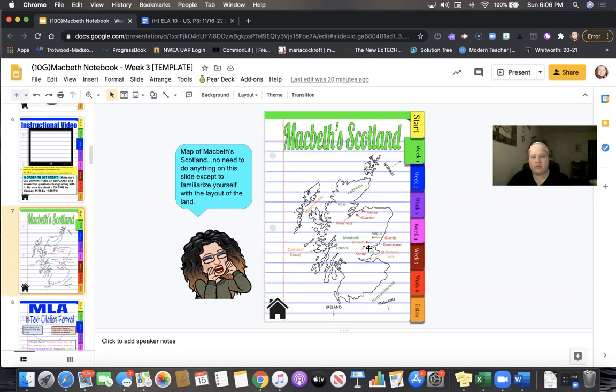And so what you need to understand about Macbeth's Scotland is they were all fighting for power. You had different factions fighting for different things. They're all fighting for different power. And you have Duncan, who is the king of Scotland, trying to keep his power.